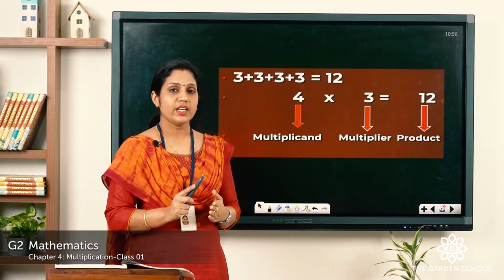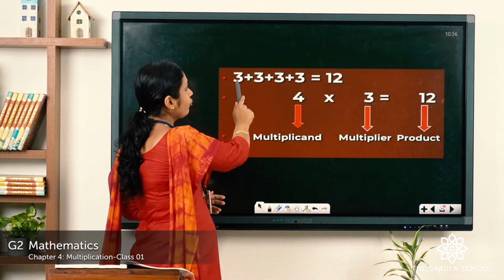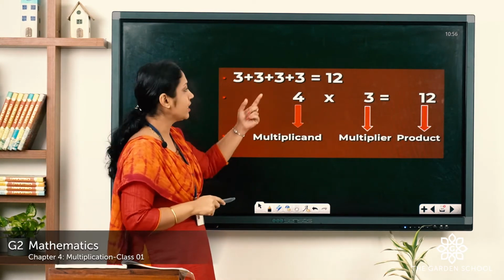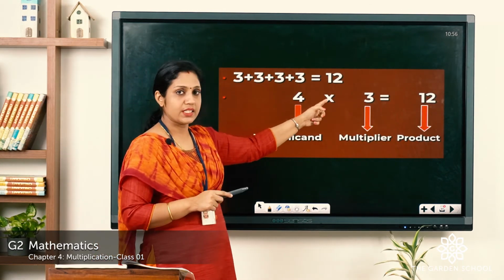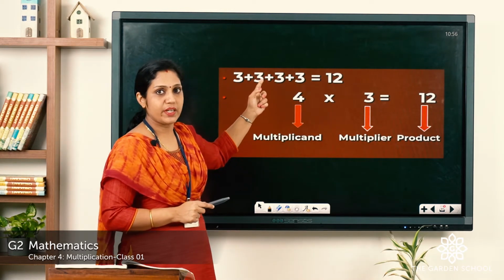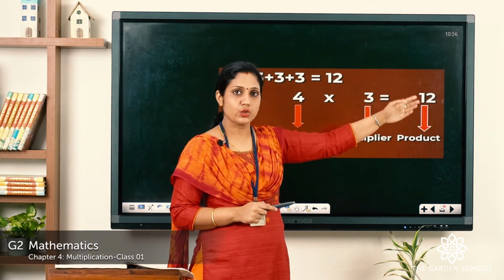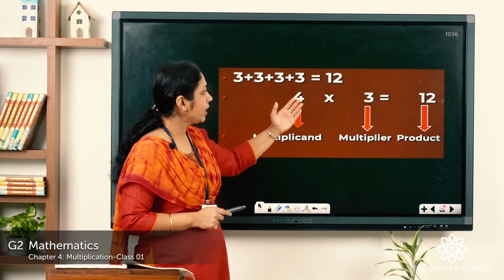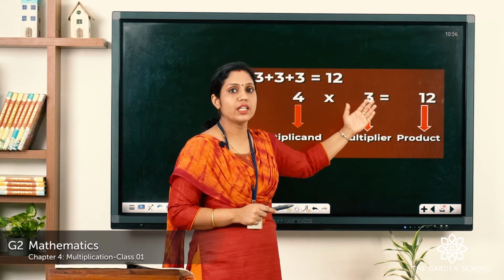The same repeated addition we can write in the multiplication form. How can we do that? There are 4 3's, right? So first write the number 4. Count the number of 3's here. There are 1, 2, 3, 4. So 4 3's into, that is the sign of multiplication. And which number repeated? The number 3 has been repeated. So we can write it as 4 into 3 is equal to 12. And here the number 4 is the multiplicand, the number 3 is the multiplier, and the answer we got, 12, is called the product.